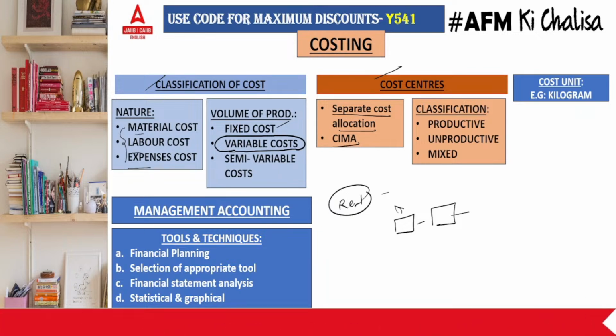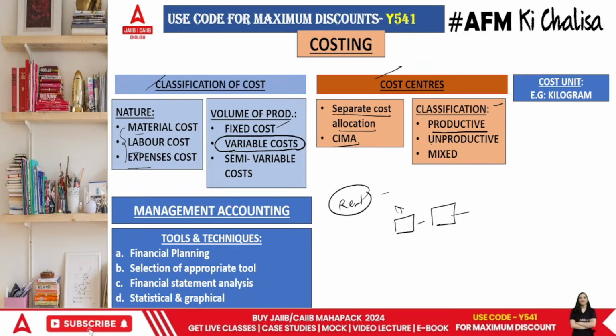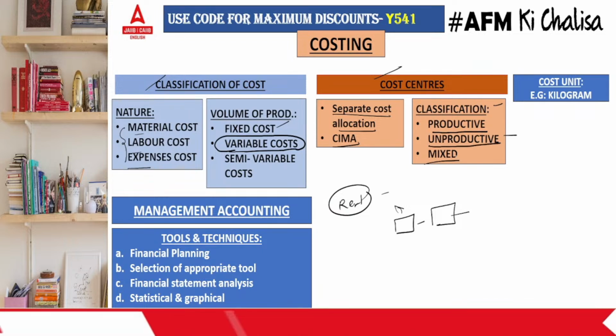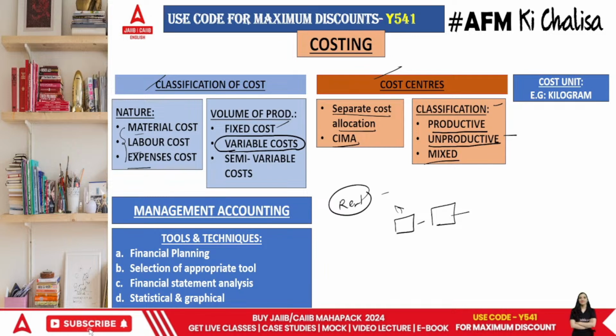Okay. Then comes the classification. Productive matlab, which is exclusively linked with your business. When it is not exclusively linked with your production, it is unproductive. Mixed is basically where both of these things are there. Cost unit can be kilogram, liter, number of units there. That can be cost unit defined.